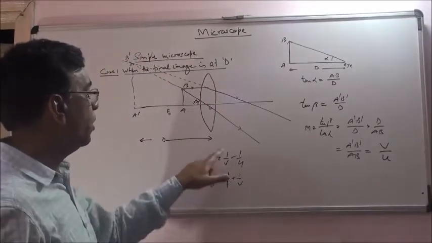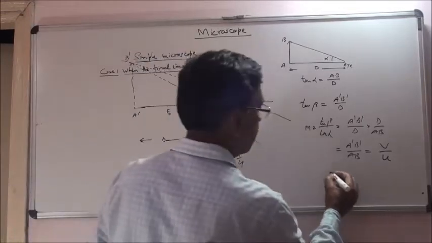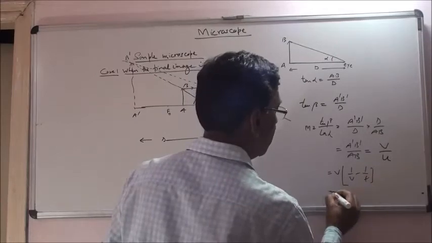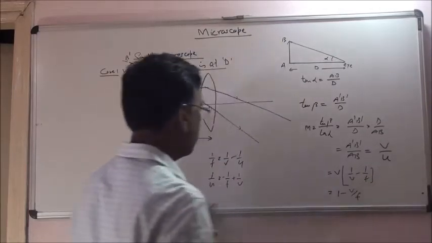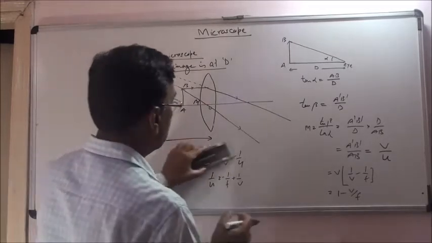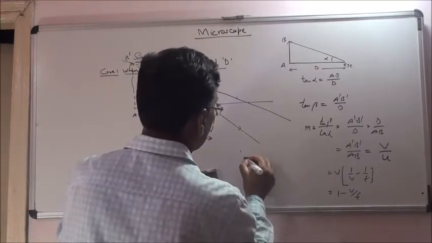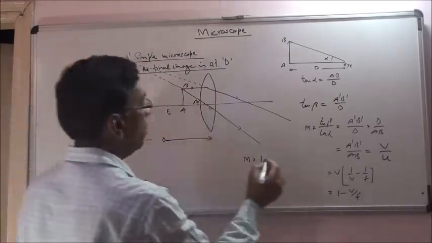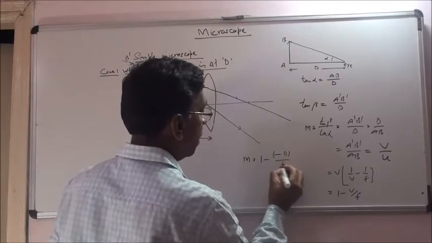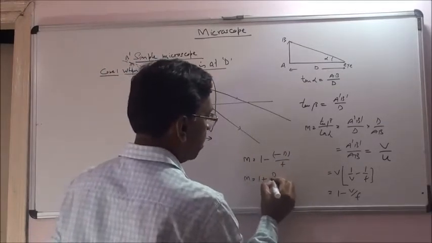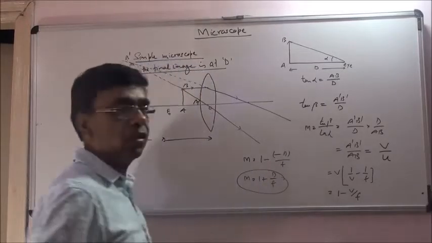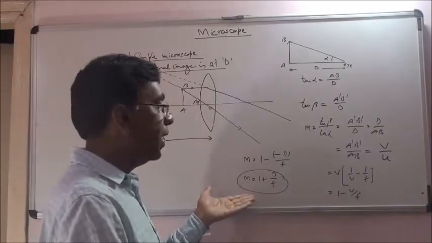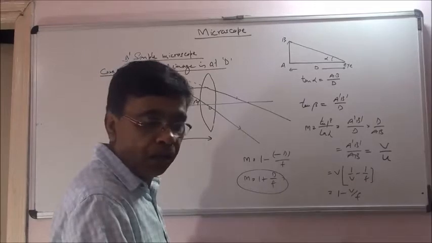One upon U is 1 upon V minus 1 upon F. So we shall be using it here. V and 1 by U is 1 by V minus 1 by F, and it becomes 1 minus V by F. Now substitute the values. 1 minus, with sign convention, what is the value of V? It is minus D by F. So M is 1 plus D by F. So this is the magnifying power of simple microscope when the final image is formed at infinity.